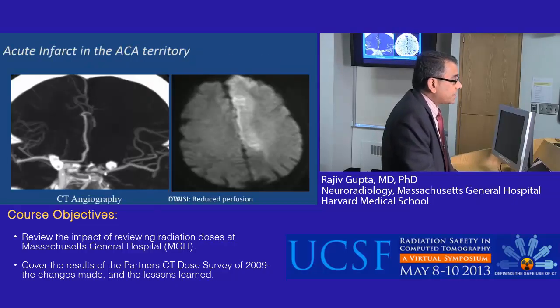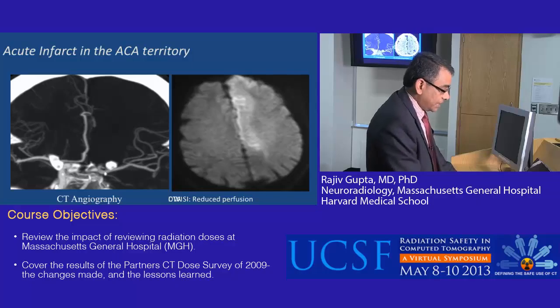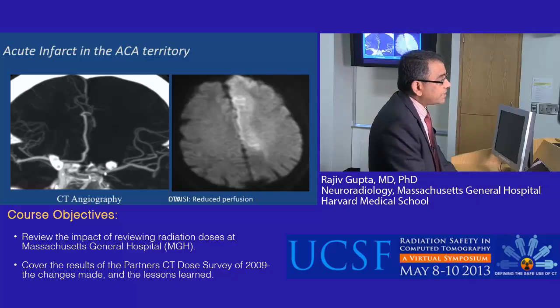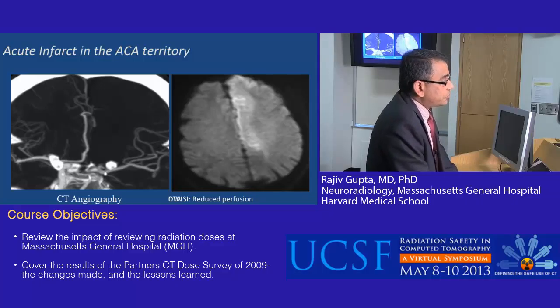We verified that there was indeed a loss of gray-white differentiation in the left ACA territory by doing a CTA, and as you can see, the left ACA is out, and the perfusion on the left side of the brain is diminished because of that. And you can verify that on the DWI image, where there is restricted diffusion in the ACA territory and some surrounding areas.